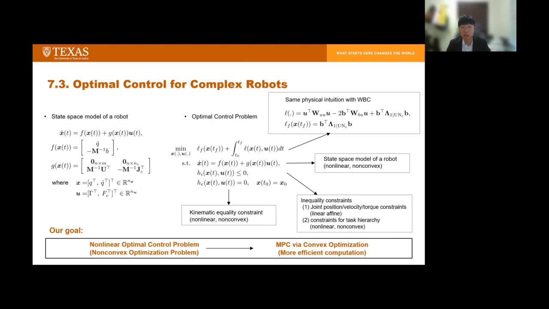Unfortunately, this problem is a nonlinear optimal control problem. Almost every part of this problem is nonlinear and non-convex. In addition, another challenge is to formulate the constraint for task hierarchy for multi-time step. The main idea is to formulate the constraint for task hierarchy using the tracking error of each task. Also, we will convert this nonlinear optimal control problem to a quadratically constrained quadratic program called QCQP.